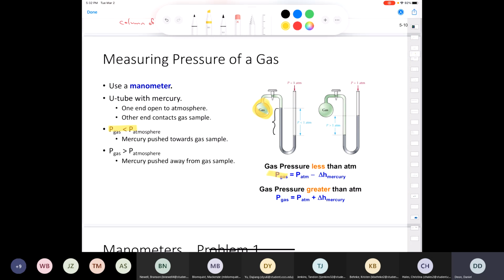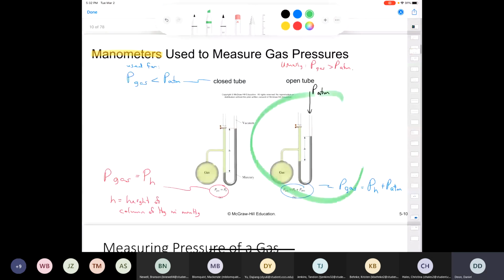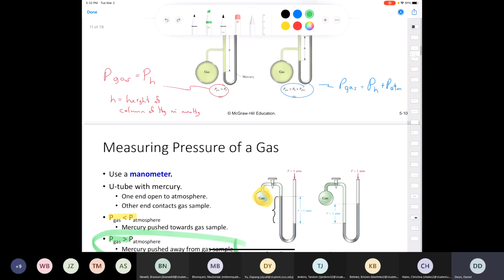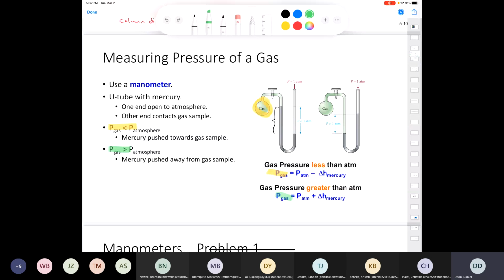To measure the pressure of the gas, you would take atmospheric pressure and subtract the height of the column of mercury. If you have a situation where the pressure of the gas is greater than atmospheric pressure, in that case, you're going to add atmospheric pressure to the height of the column of mercury. So this scenario right here, this is what we saw here. And now she's saying in the slides, okay, well, when you have an open tube, you can have the other scenario as well.